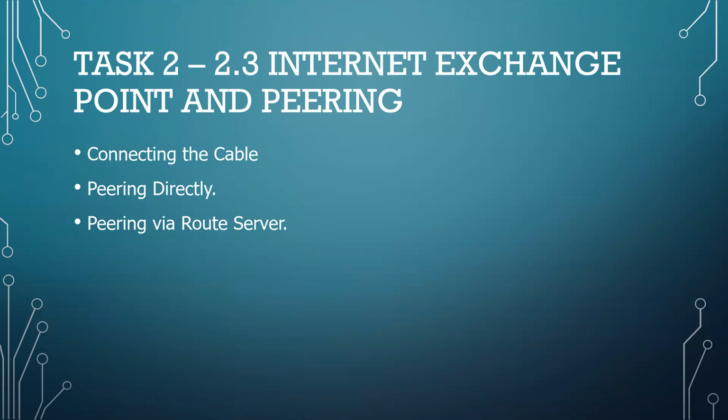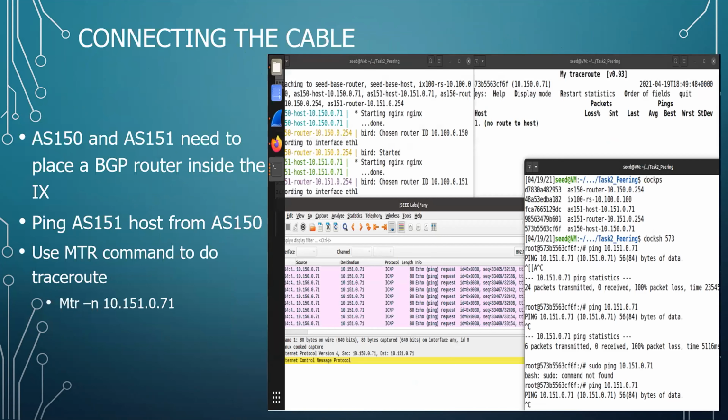Task 2, 2.1 to 2.3, is connecting the cable, pairing directly and pairing via route server. Connecting the cable is basically getting into AS150 and AS151 and pinging the host from one to another, and then using traceroute to see how it goes through. As you can tell, it is reachable.